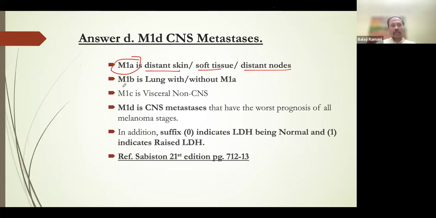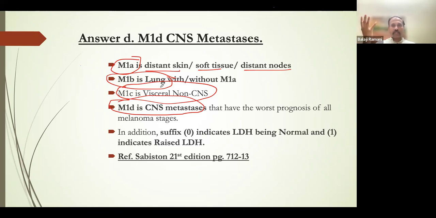The other types: M1C is non-CNS visceral metastasis, M1D is the highest type, which is your CNS metastasis. Then M1B is lung metastasis. So skin and nodes, that is M1A. Lung is M1B. M1D is your CNS, which is the worst prognosis. And then you have the other visceral metastasis, which will be M1C.